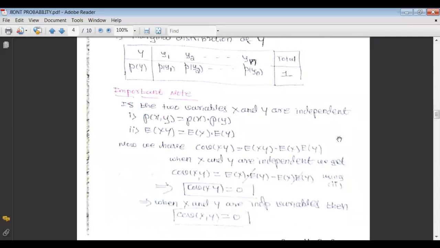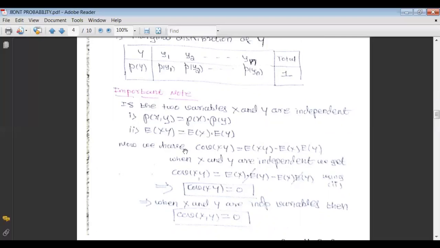Now, one more important note that we have to discuss is with respect to independence of the variables. These concepts are similar to the concept of independent events in probability theory. We know that two events A and B are independent if the probability of their intersection equals the product of their respective probabilities. In the same fashion, if the variables x and y are independent, we can write P of x, y is given by P of x into P of y, and the expected value of x into y is given by expected value of x into expected value of y.